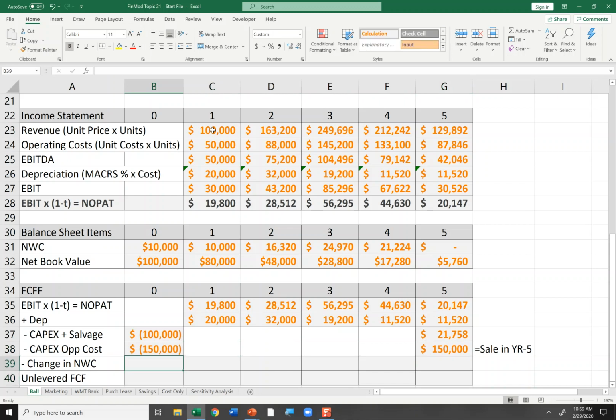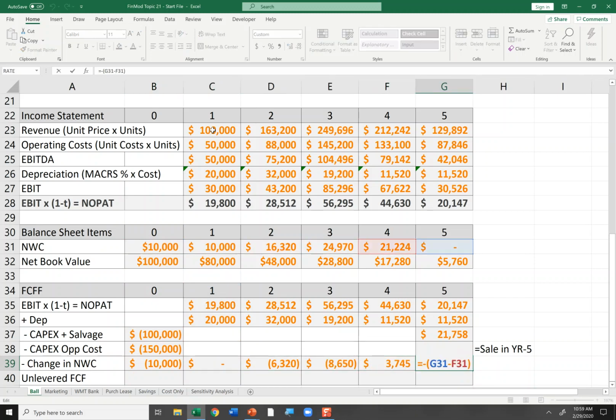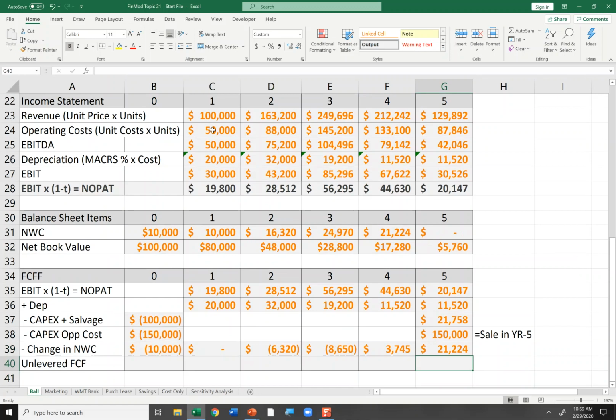Now, the change in net working capital is going to go from 0 to 10,000 today. And the change in net working capital annually, however, is going to be the change between that year and the prior year. So what you see is net working capital does not grow the first year, and then in the last year it all comes back. So these are my unlevered free cash flows.